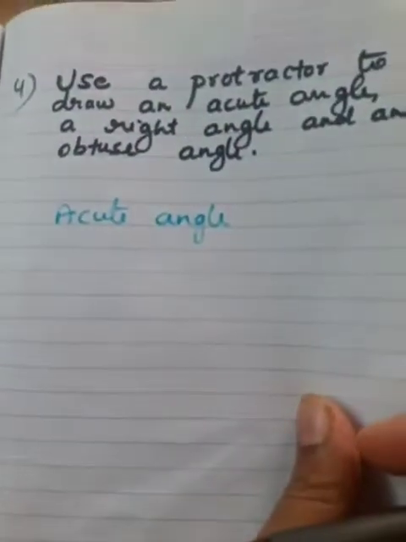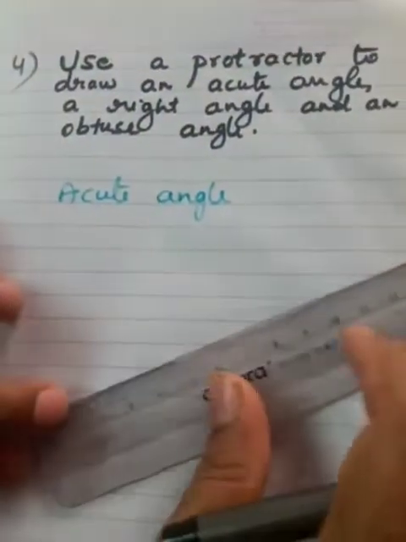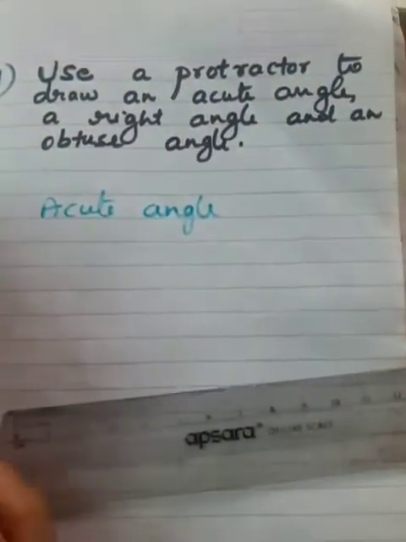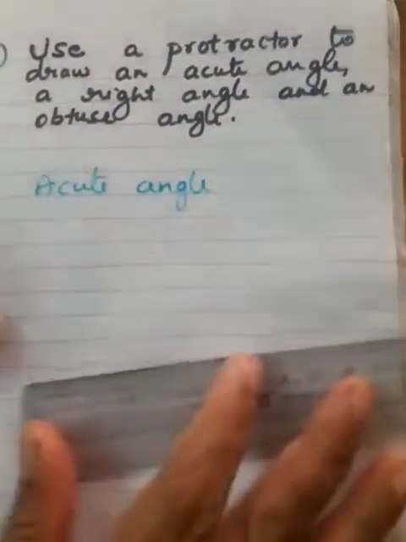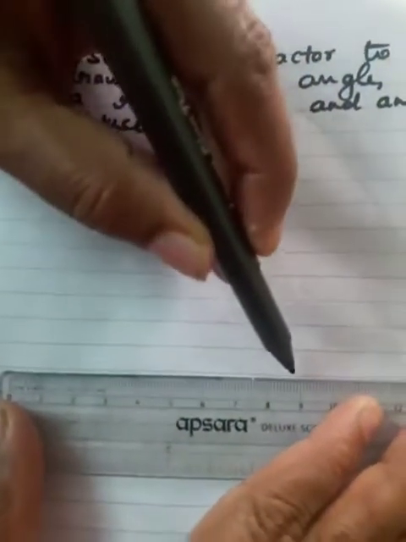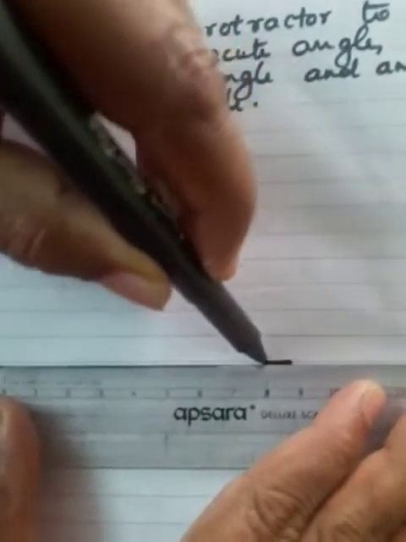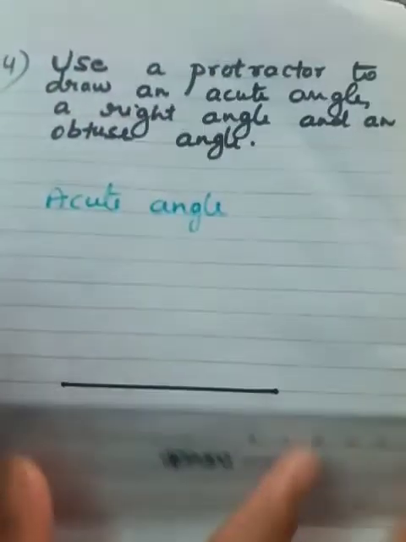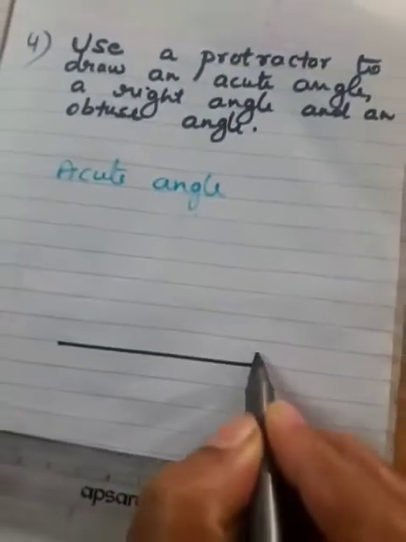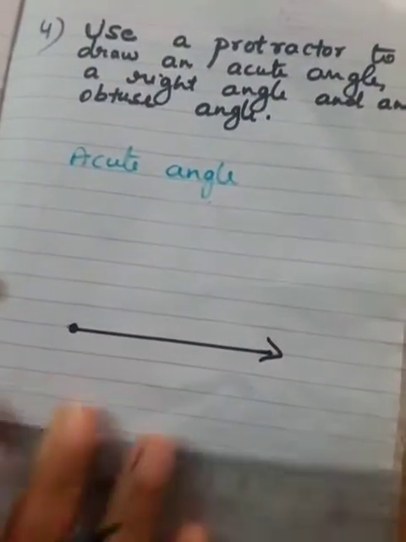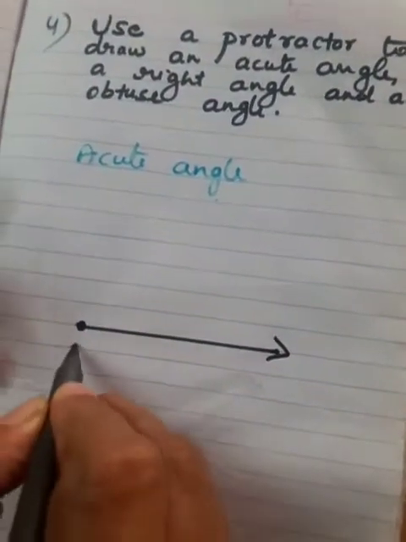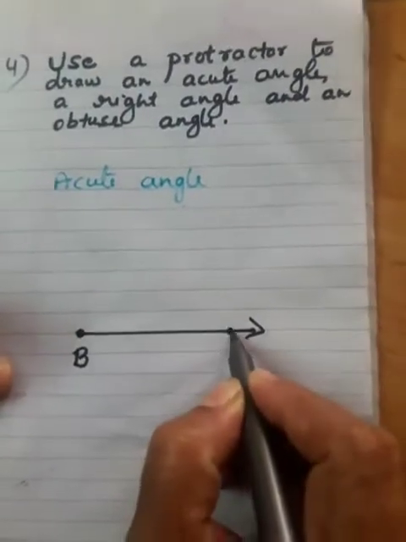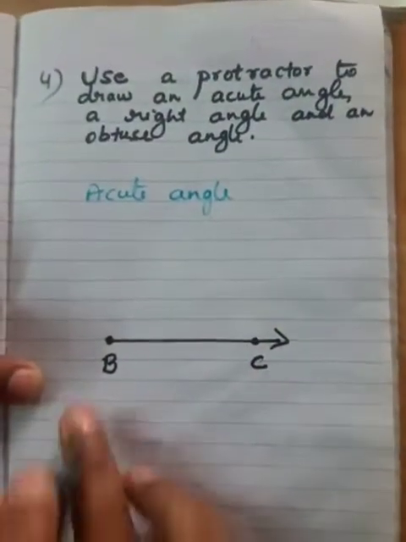So what is the first step? How to draw an acute angle? So first you should draw one ray. Okay, so what is the first step? Draw one ray. So this is a ray, this is the starting point of the ray. Suppose I name this ray BC, ray BC.